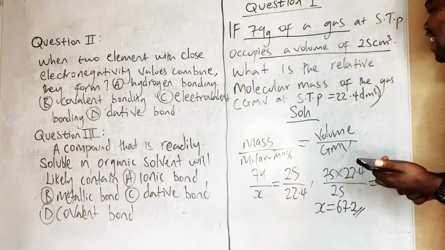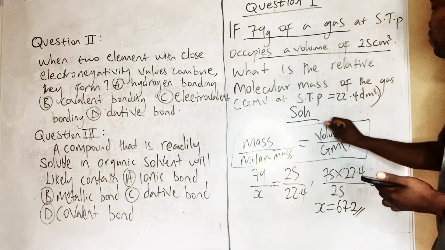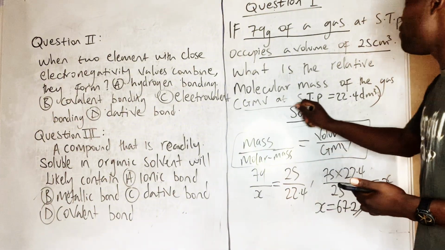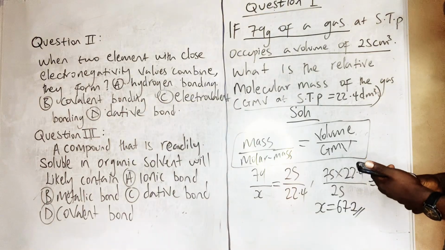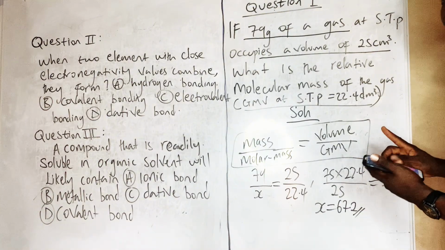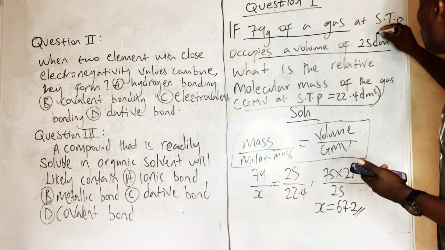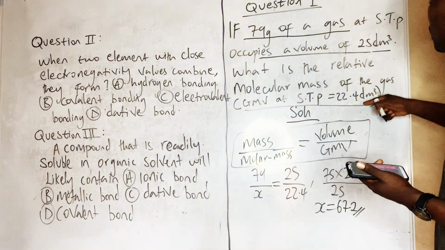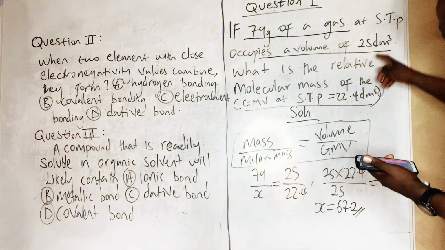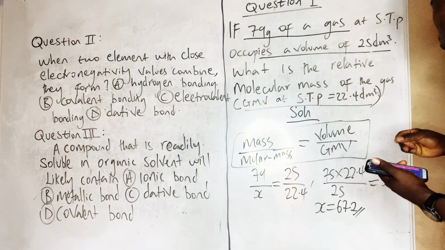Please don't forget, anytime you are connecting mass and volume, or even moles and volume at STP, even if GMV is not given, you should note it is 22.4 dm cube or 22,400 cm cube. Hope I'm not missing anything in the question. This is 25 dm cube, not cm cube. Why 25 dm cube?